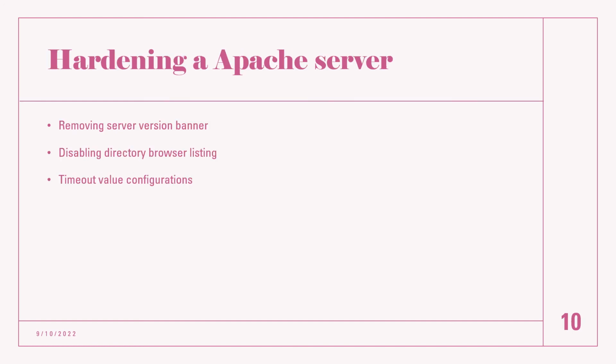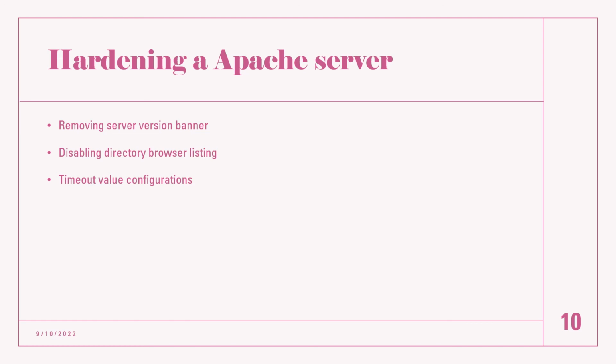So next is hardening an Apache server, and these are a couple of techniques that I have. First is removing the server version banner. So you don't want to expose what server version you may be using. Exposing that version can make it easier for a hacker to find vulnerabilities through that particular version of Apache. Another technique is disabling the directory browser listing. This makes it so that visitors can't see what files and folders you may have under your root or subdirectories.